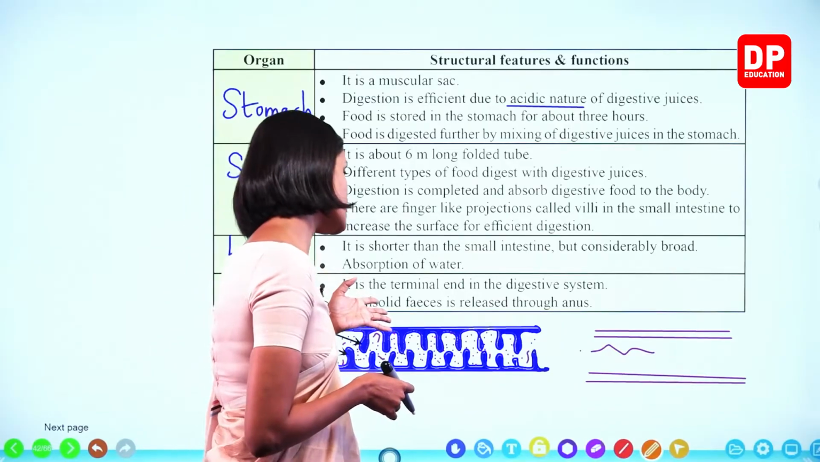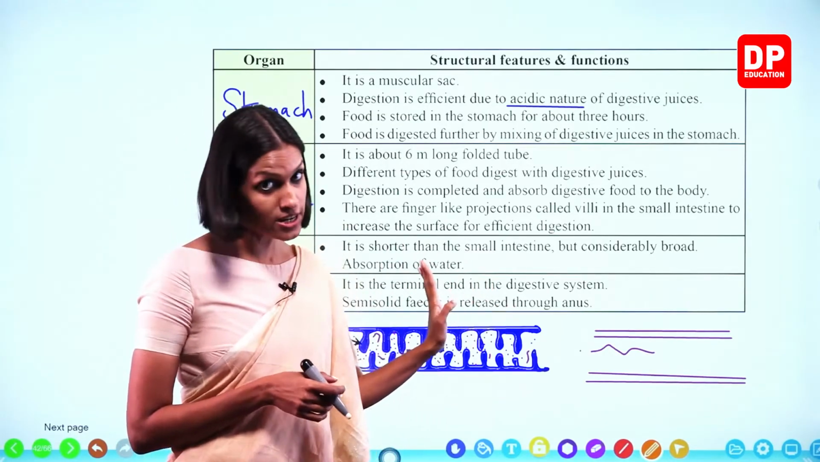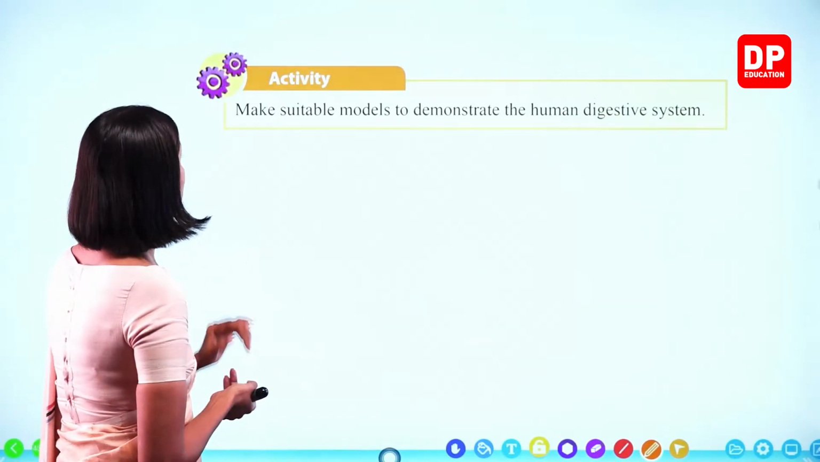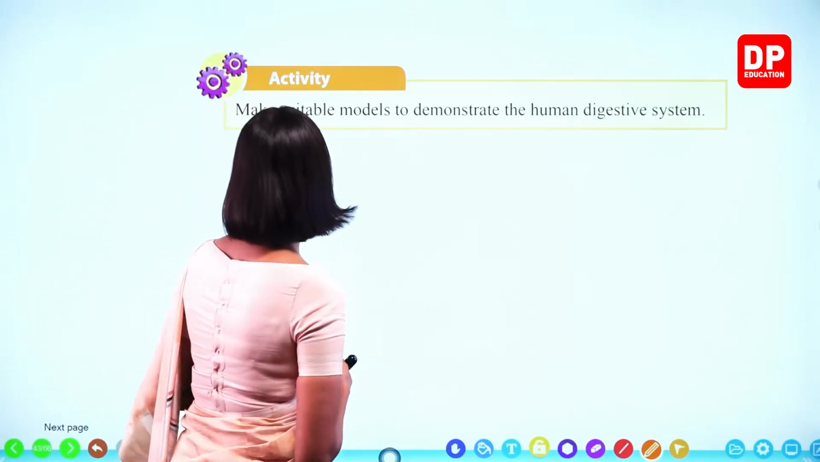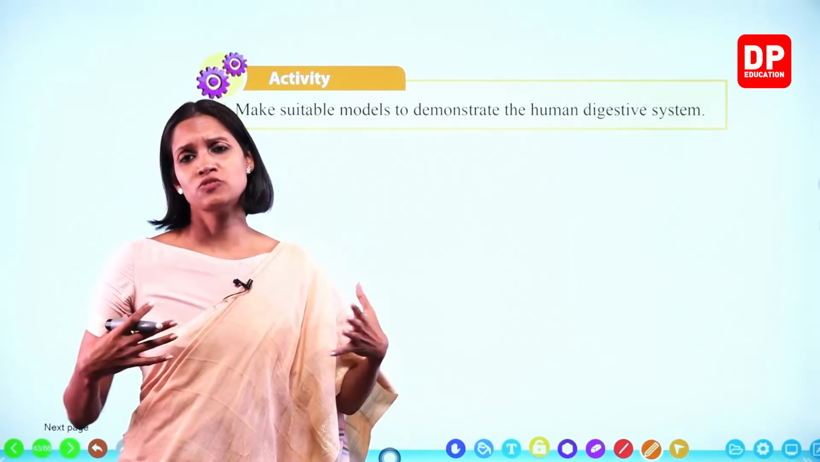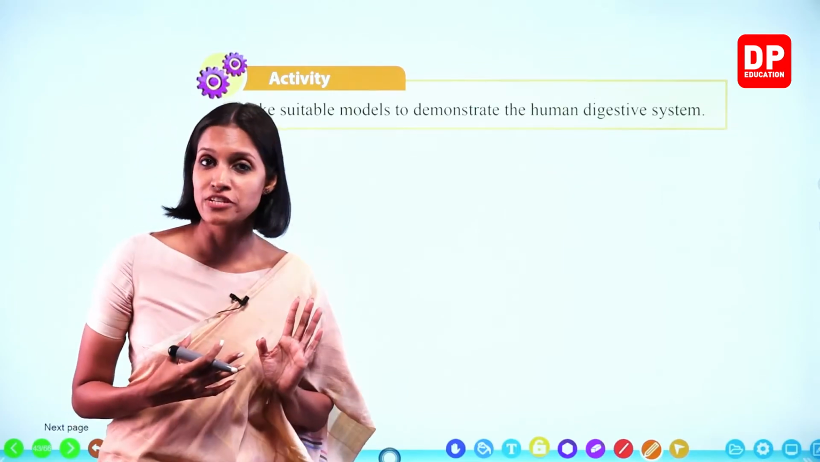Semi-solid feces is released through the anus. Right, children? Okay. And we have another activity to do. Make suitable models to demonstrate the human digestive system. So making models is very interesting, children. When you make models, you can do this as a group activity.